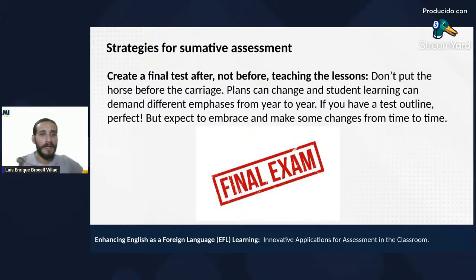Let's continue. Strategies for summative assessment. Create a final test after, and not before, the teaching lesson. We as teachers are forced to have all the lesson plans for the whole term, for all the units that we are going to cover, even before we have taught them. We must create the final test of the unit or the term, but we haven't entered the class. We haven't met our students. So don't put the cart before the horse.